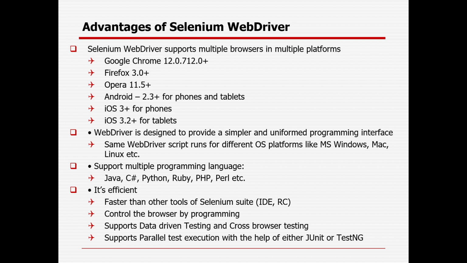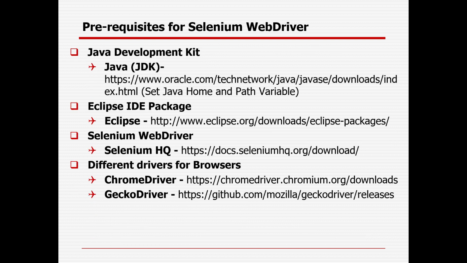So Selenium supports different browsers like Chrome, Firefox, Opera, Android, and iOS devices as well. It supports different systems like Mac, Windows, Linux. There are a lot of languages starting with Perl, PHP, Ruby, Python, C Sharp, Java. Selenium WebDriver is faster than Selenium RC and Selenium IDE. It controls the browser by programming. It supports data-driven and cross-browser testing. It supports parallel test execution with the help of JUnit or TestNG.